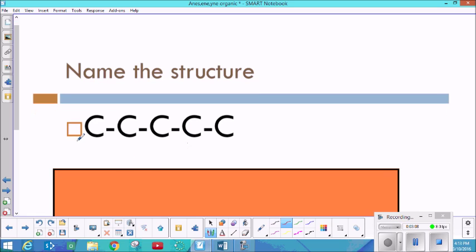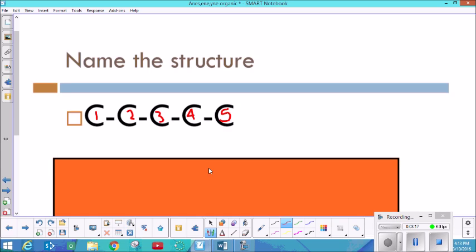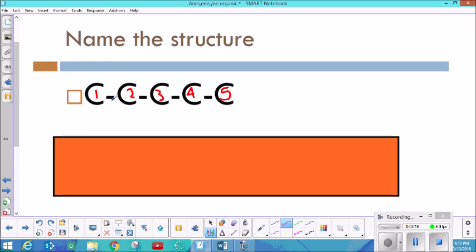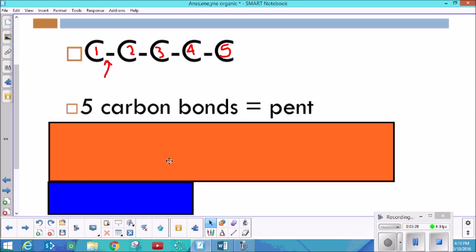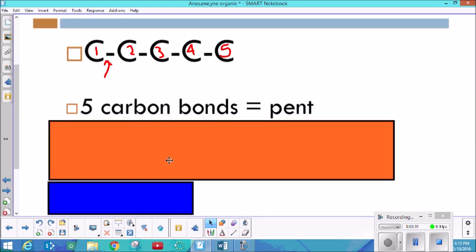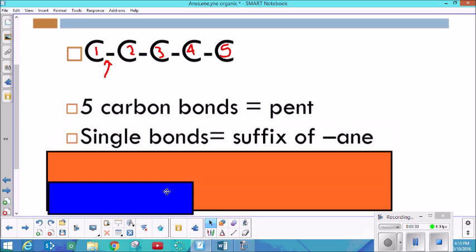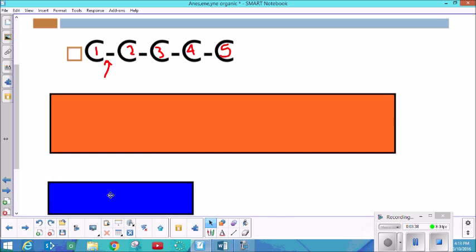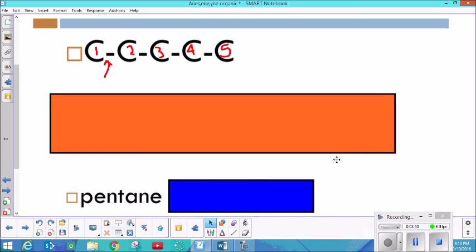So name this structure. We just count the carbons. 1, 2, 3, 4, 5. There are 5 carbons, and each of these carbons are held together with a single line. So that means it's an alkane. 5 carbons is pent, and single bonds is ane, for a total name of pentane.